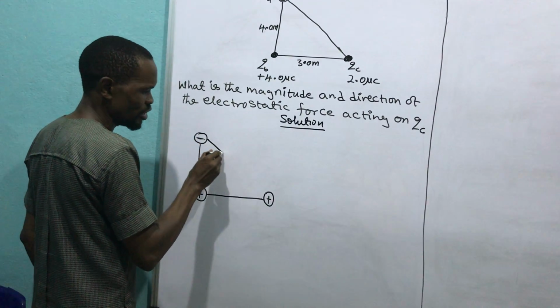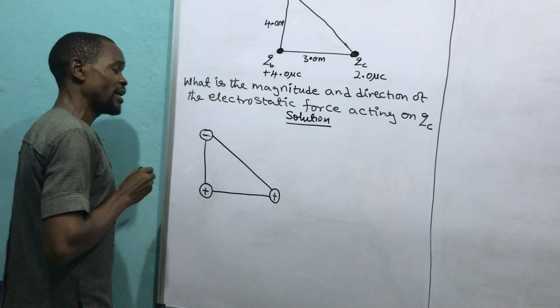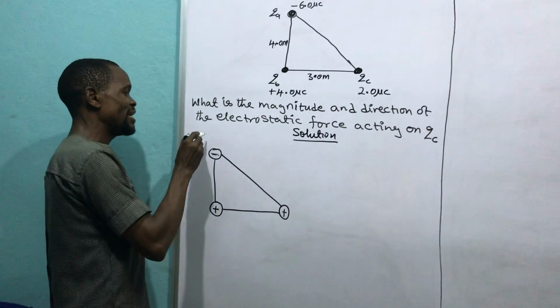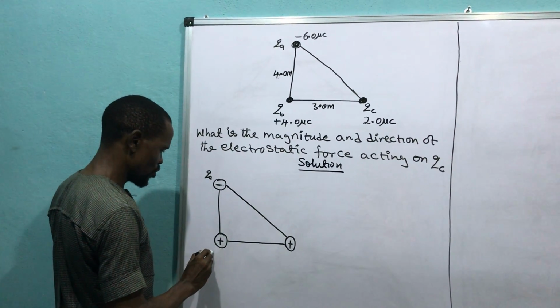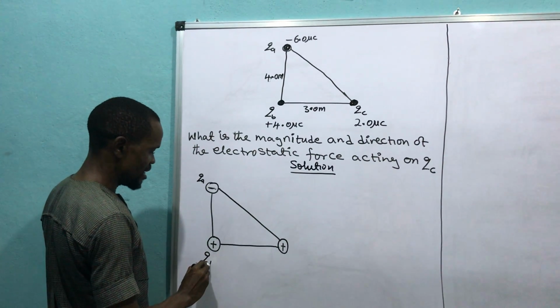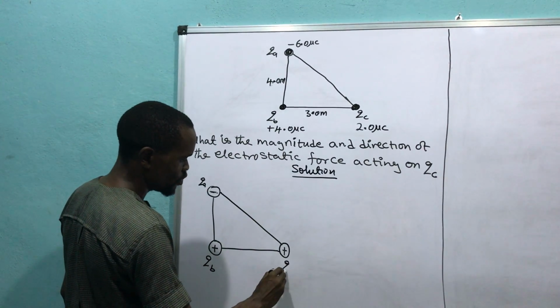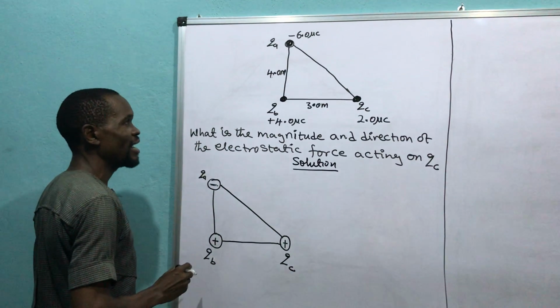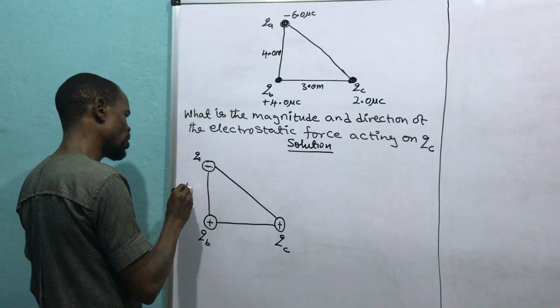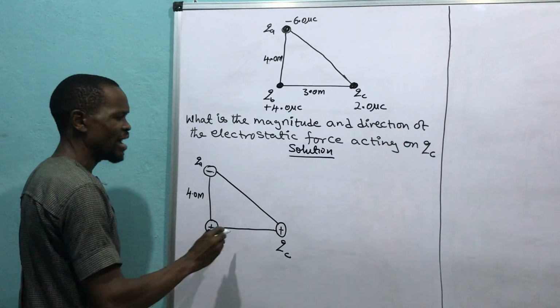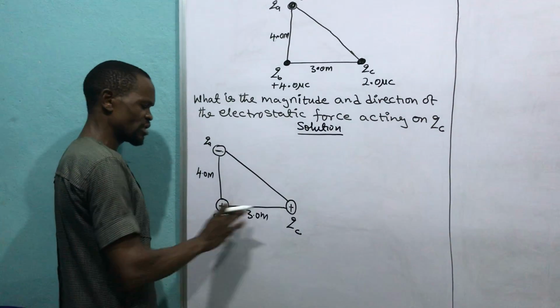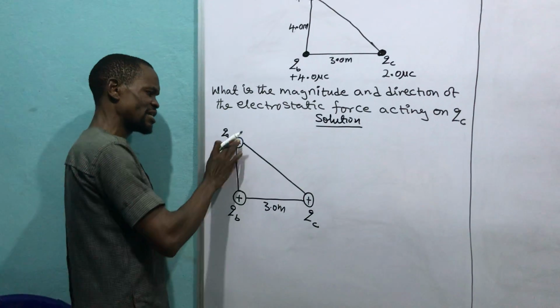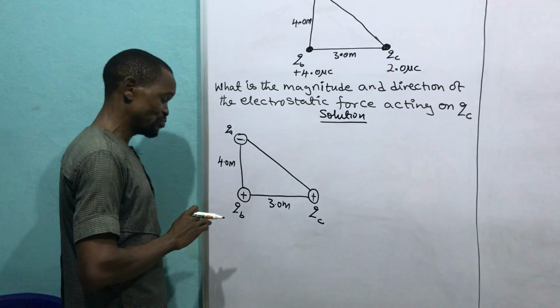Then I will draw the hypotenuse. This one becomes QA, this becomes QB, and this one becomes QC. Looking at it, I have 4.0 meter here and 3.0 meter here, which is the distance of separation between this and this, and this and this. That's the distance of their separation.